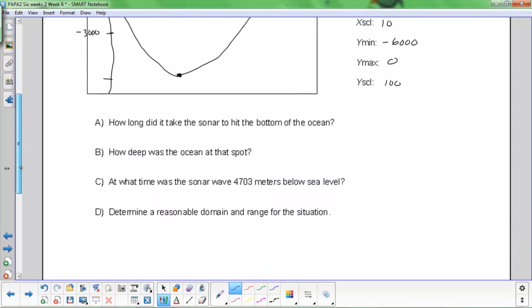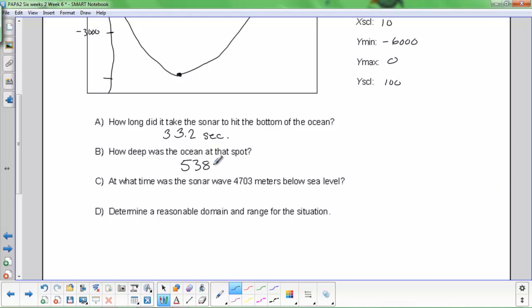How long did it take the sonar to hit the bottom of the ocean? Well, that was 33.2 seconds. We just calculated that in calculating the minimum. How deep was the ocean at that spot? That was 5,389 meters, sorry. And we just calculated that by calculating our minimum.